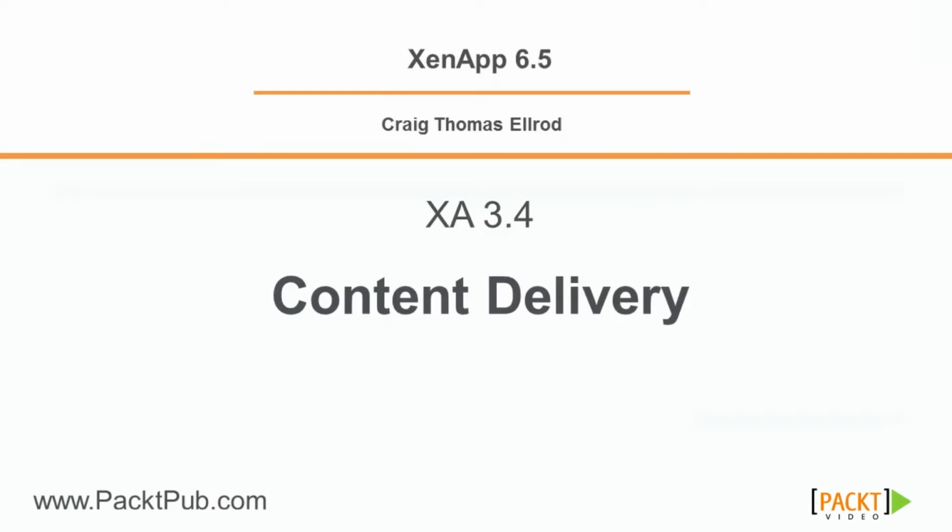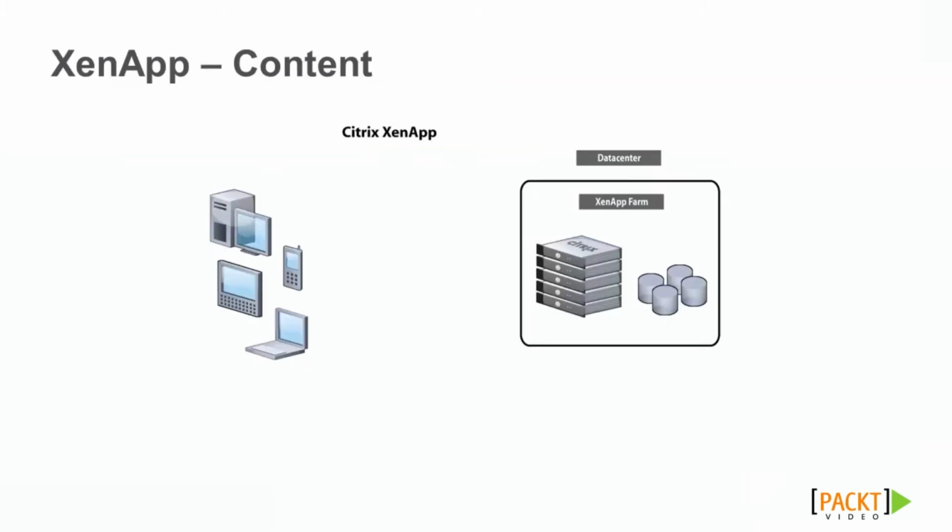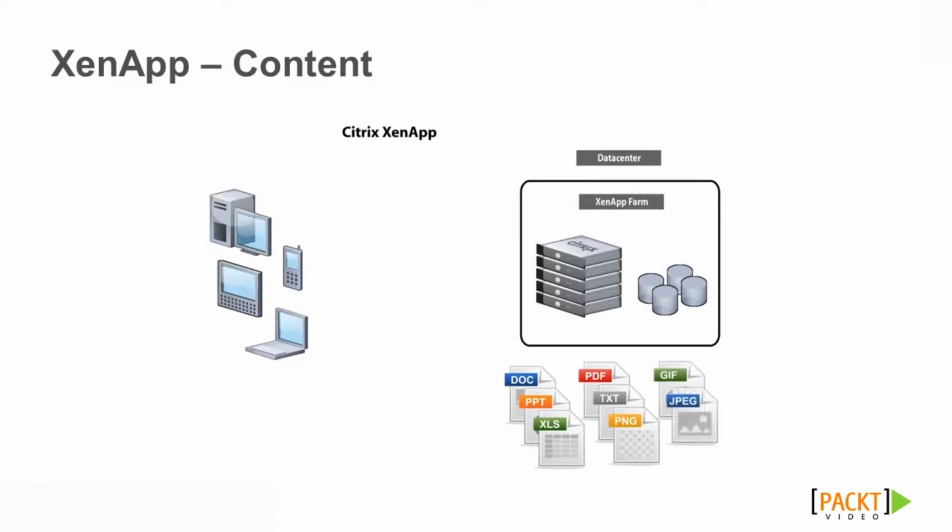Now let's take a look at content publishing. When you publish content, you make available non-executable information such as multimedia, web pages, documents, text files, pictures, etc. You must specify the uniform resource locator or uniform naming convention path to the file you want to publish.